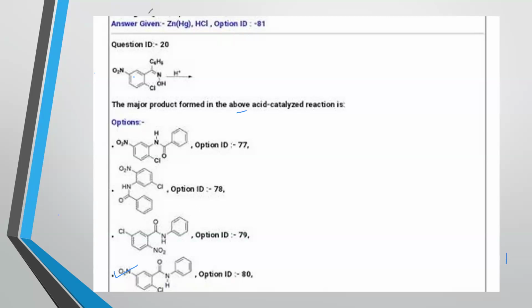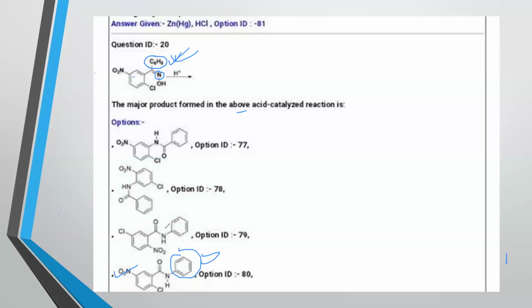Why am I telling you this? Because if you see this C6H5 here, this is a C6H5 group. So this simply, as I have told you, you have to just shift the group onto the nitrogen and it will form a substituted amide. So if you see in D option, this C6H5 here is transferred onto the nitrogen only. Nothing you have to change.